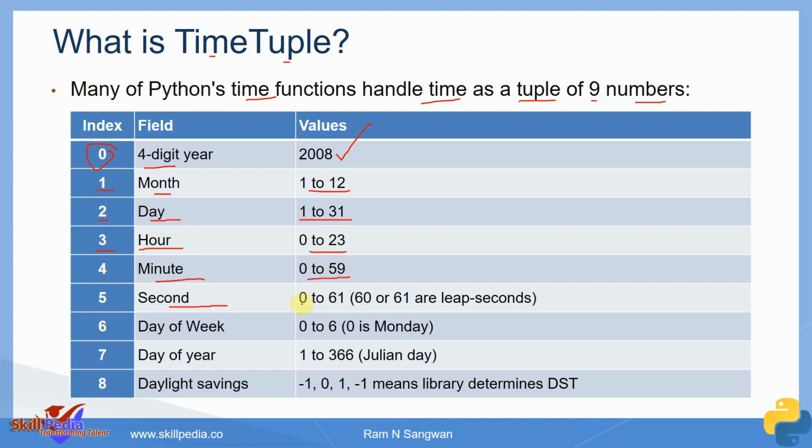Then seconds, 0 to 61, 60 or 61 depending on leap seconds. Day of week, 0 to 6, where 0 is Monday. Day of year, 1 to 366, that is the Julian date. And daylight savings: -1 means the library determines the value.